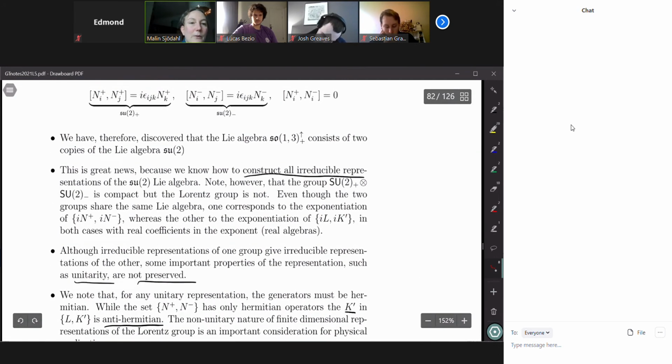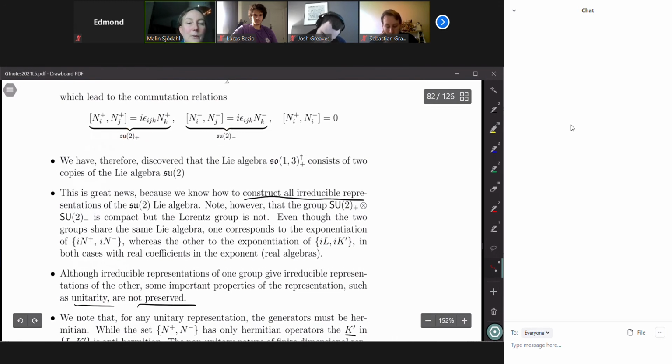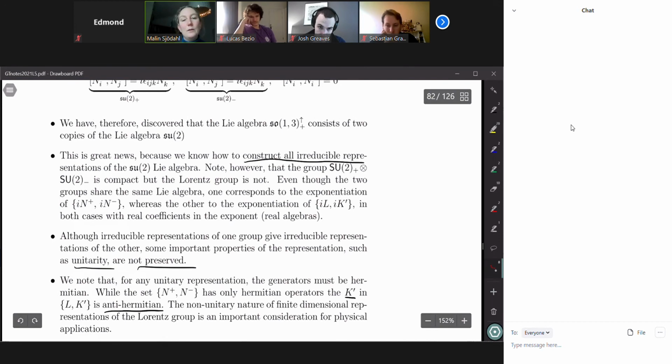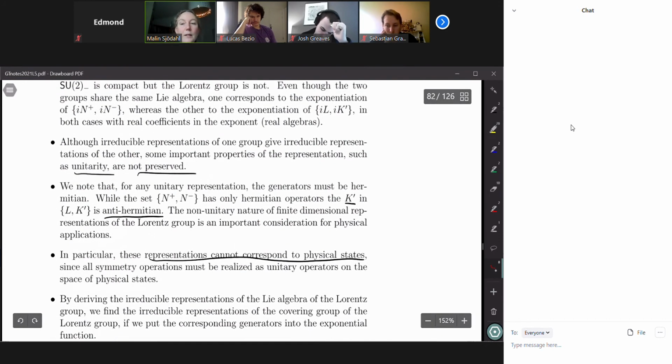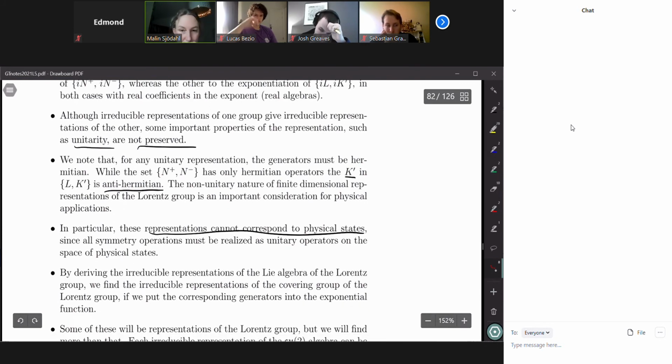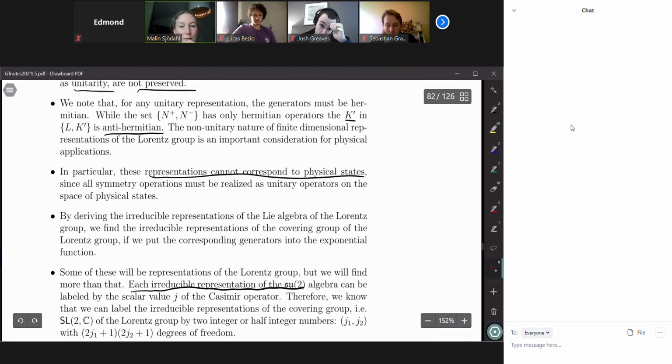Note, however, that although the two copies of SU2 are unitary, when we form linear combinations of the generators, we no longer preserve this unitarity. In particular, it is the generators of boosts that break unitarity. So actually, the states that we have, that you know, such as position, for example, and momenta, are not physical particle states, because the transformation is not unitary.